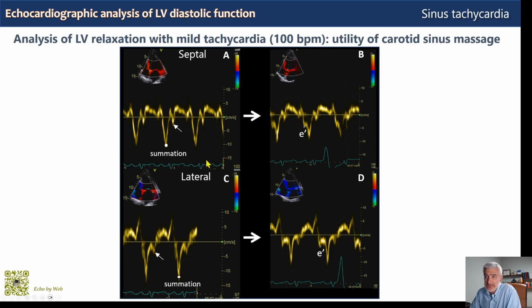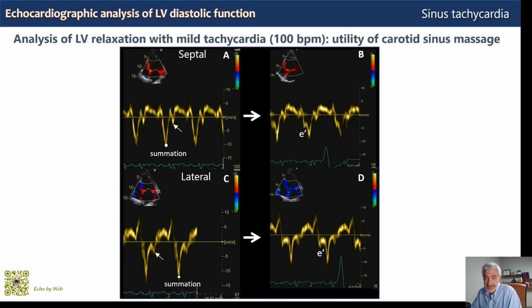But then you could ask me, what about this wave here pointed with the arrow, the white arrow here and the white arrow here, so on septum and lateral? Isn't this a wave? So if this is a myocardial wave, then we would have an E prime here, a normal high peaking E prime here, and a small A wave here, and the same on the lateral annulus, a high E prime here and a small A prime here.